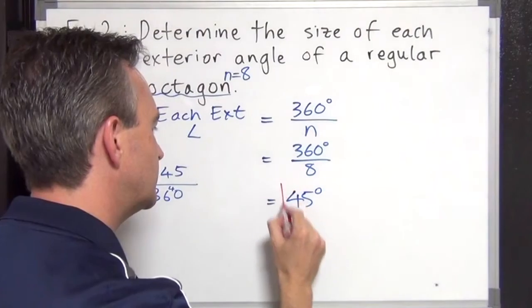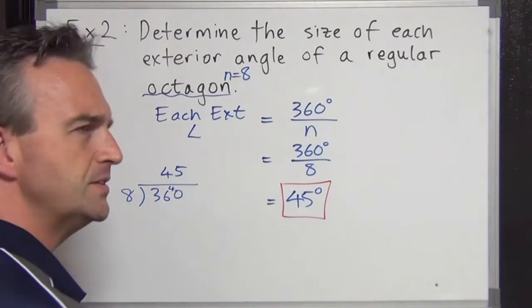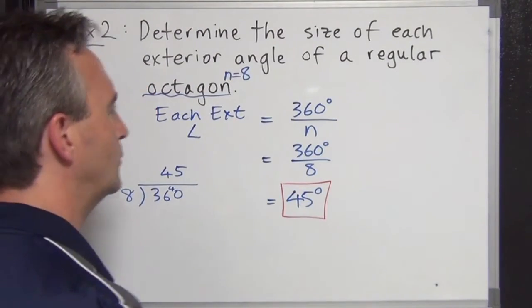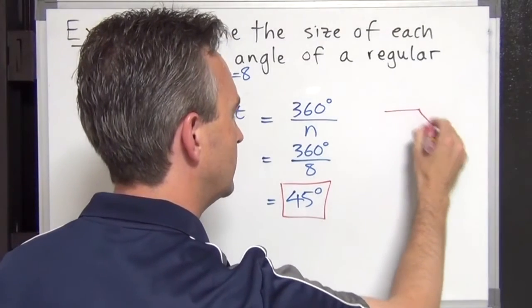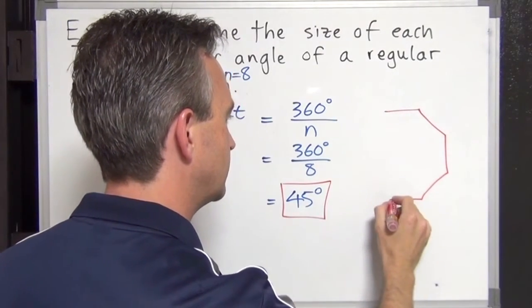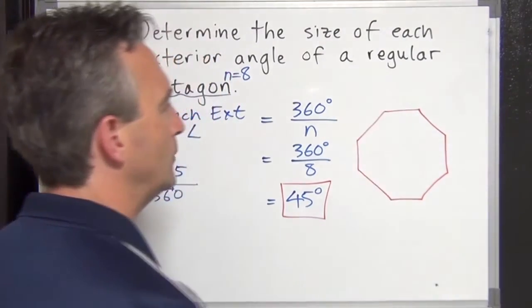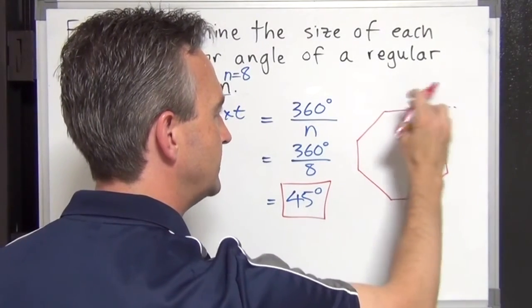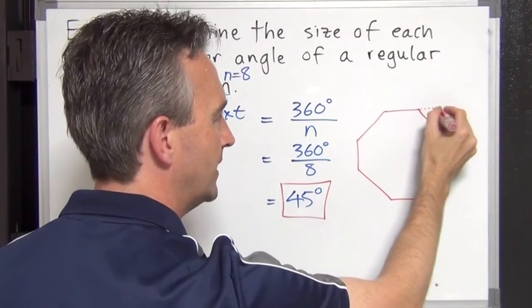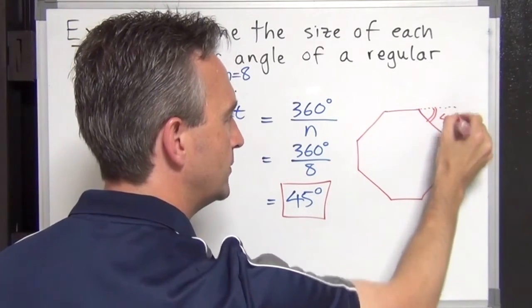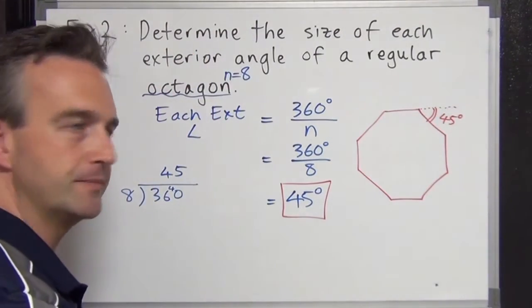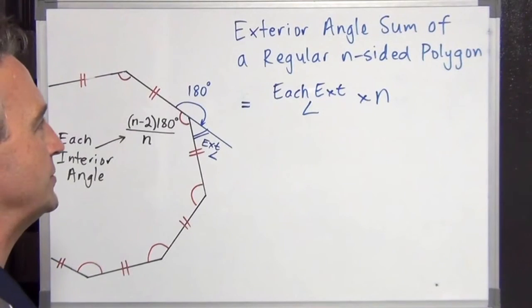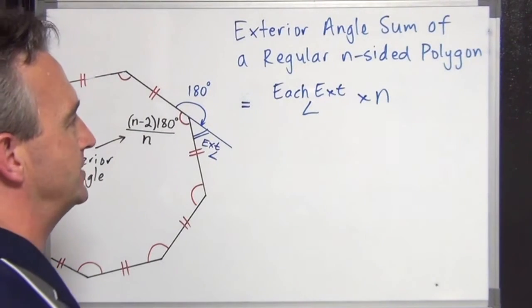Does that make sense? Just to satisfy my curiosity here, a regular octagon, that's one of our standard stop signs, isn't it? Okay, and that would mean if we draw an exterior angle, such as this one here, there's 180, so the exterior angle is the other one, that would be 45 degrees. Yep, that looks good to me. Agreed.